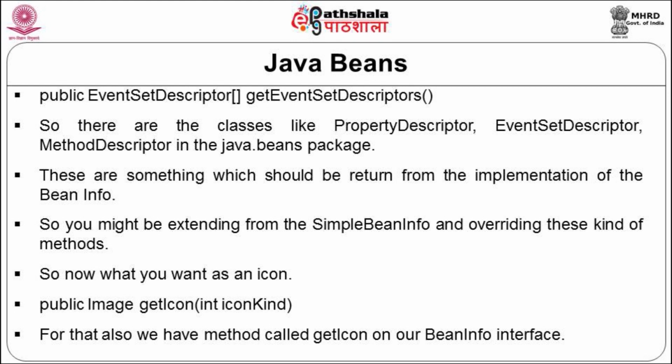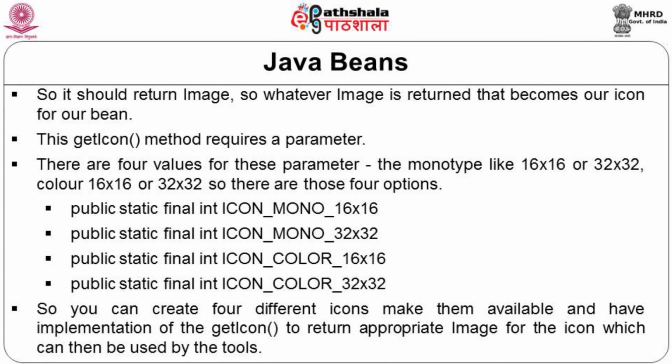This getIcon method requires a parameter, and there are 4 values for this parameter. The parameter value indicates that the tool is going to require the icon to be monotype 16 by 16 or monotype 32 by 32, or a color 16 by 16 or a color 32 by 32. So, there are those 4 options. Maybe you may create 4 different icons like that, make them available and have the implementation of getIcon method return the appropriate icon, which can then be used by the tools.